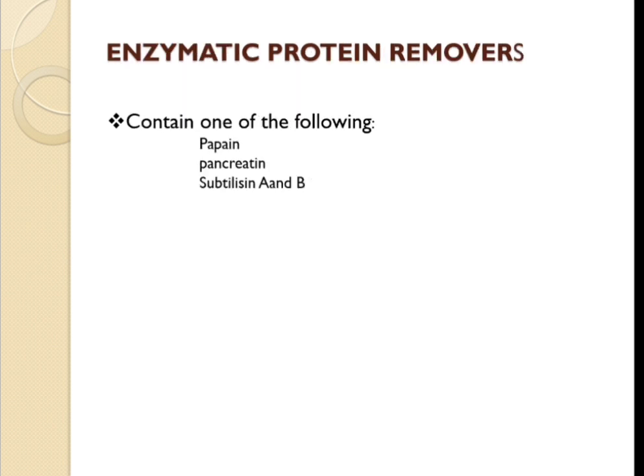So these are the enzymatic protein removers that are available in the market. That is papain, pancreatin, and subtilisin A and B. These are available as small tablets in the market. You just have to put this protein remover directly into the contact lens case with the contact lens.